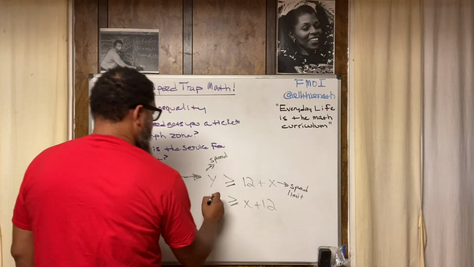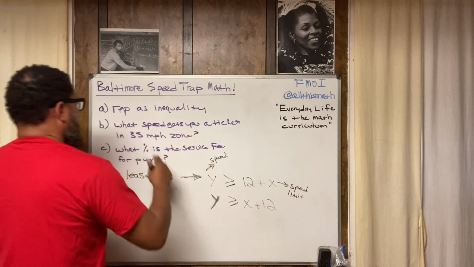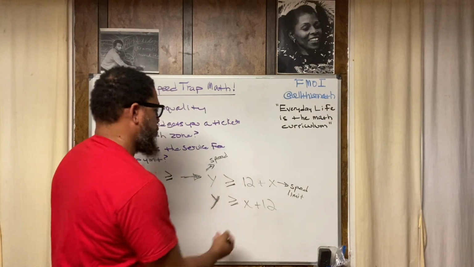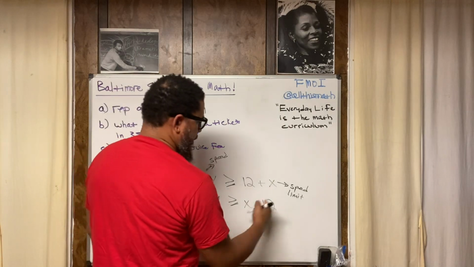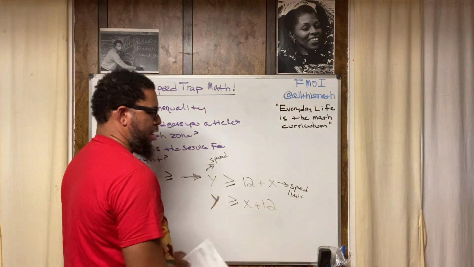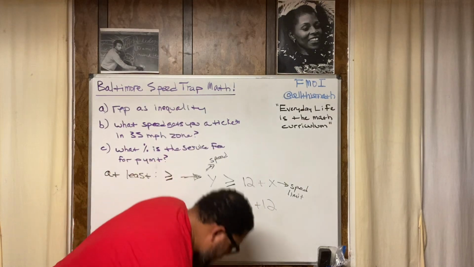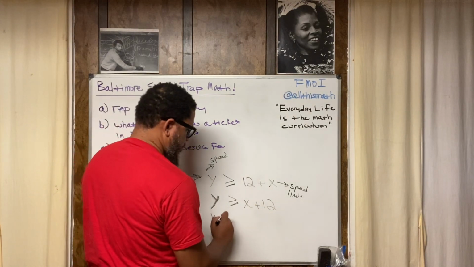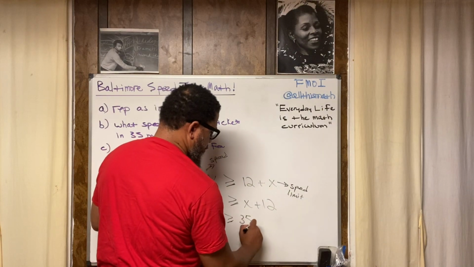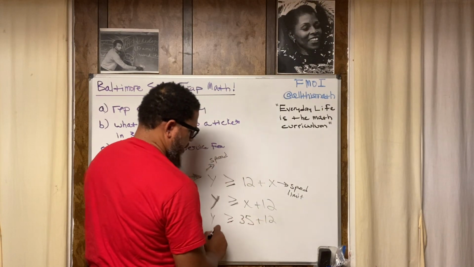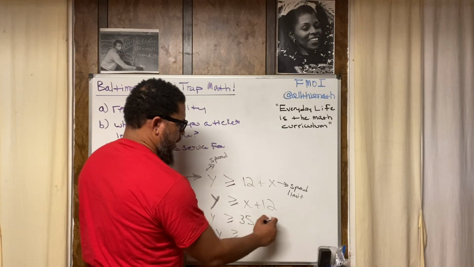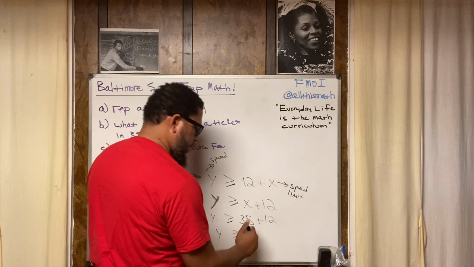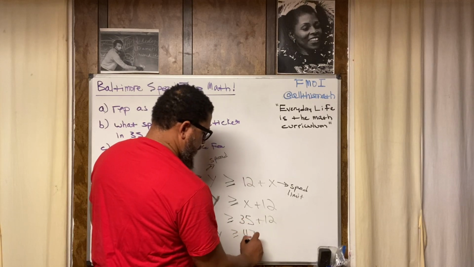So anyway, that's A, right? Then B, what speed gets you a ticket in a 35 mile per hour zone? So if I just use my inequality, again, x is the speed limit. So if it's a 35 mile per hour speed limit, I do 35 plus 12. So y is greater than or equal to 35 plus 12. You got to know how to do addition mentally. No need for a calculator, right? It's going to be 47.